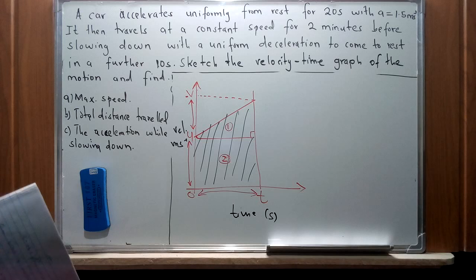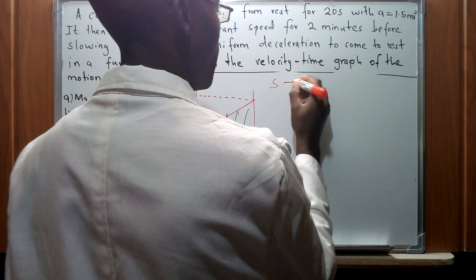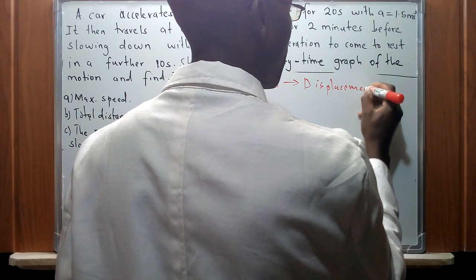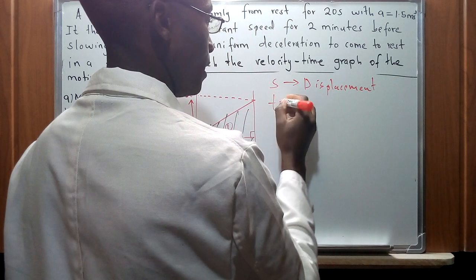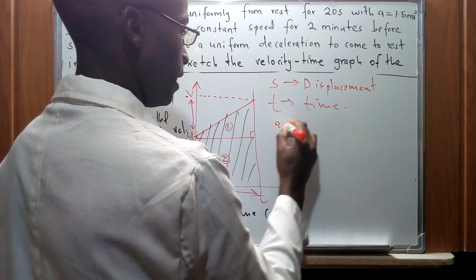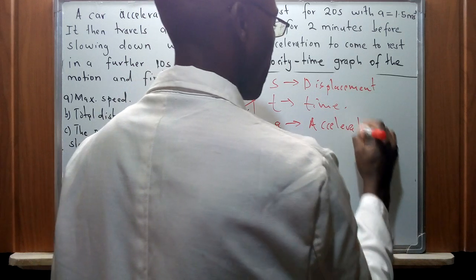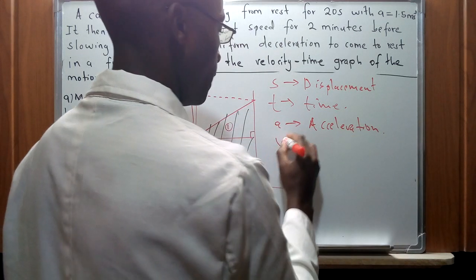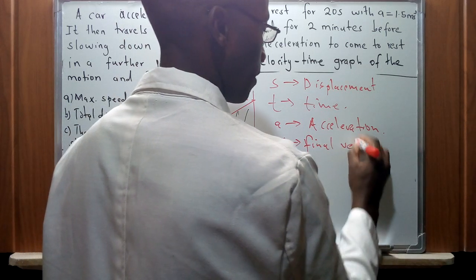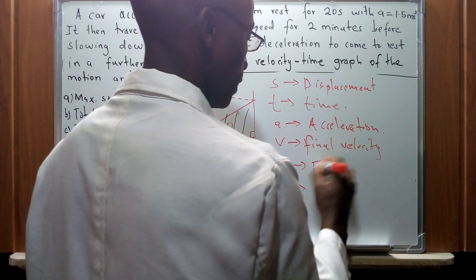So we have said that we're going to use the following initials: S for displacement, T for time, A for acceleration, V represents final velocity, and U will represent initial velocity.